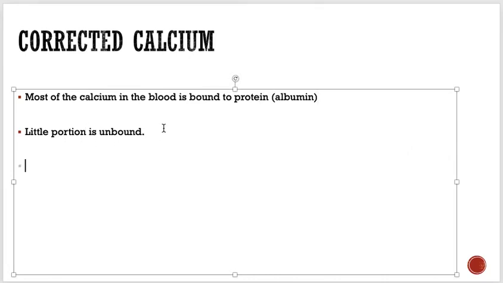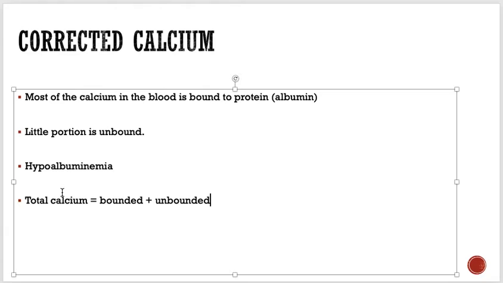So what will happen when someone has hypoalbuminemia, which means their albumin level in the blood is low? Calcium is bound to albumin, but when there is less albumin in the blood, there will be less albumin available for the calcium to bind with. We measure total calcium, and total calcium is made up of bound plus unbound.